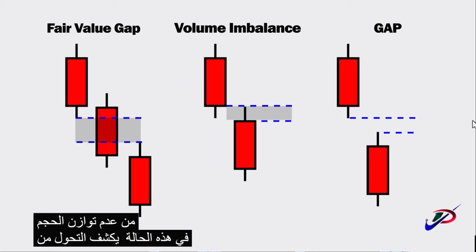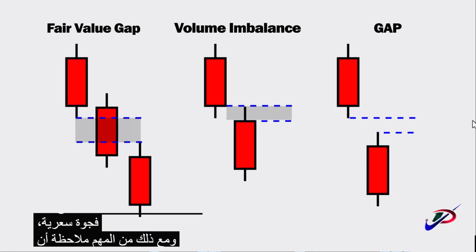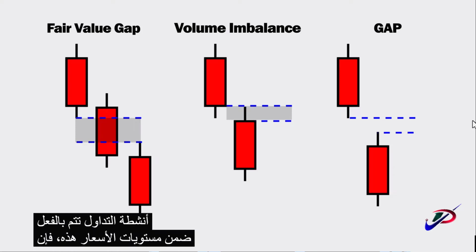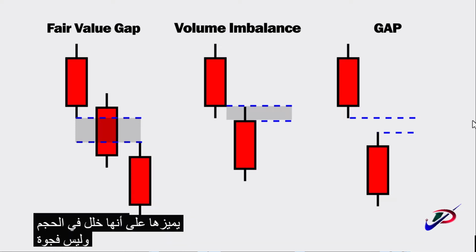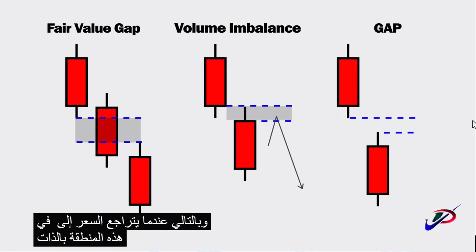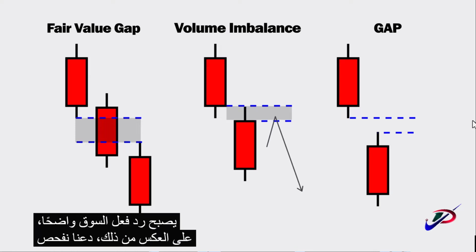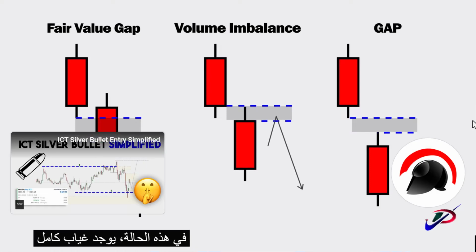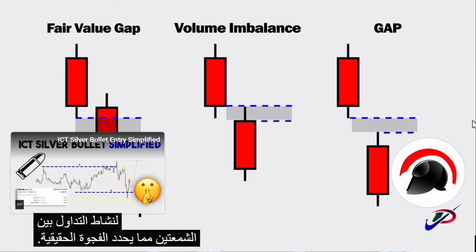In this instance, the shift from the closing price to the opening price uncovers a price gap. However, it's important to note that trading activity did indeed take place within these price levels. This presence of trading activity characterizes it as a volume imbalance rather than a gap. Consequently, when the price retraces to this particular area, a distinct market reaction becomes evident. On the contrary, let's examine an instance of a gap between consecutive candles. In this situation, a complete absence of trading activity exists between the two candles, which defines a true gap.